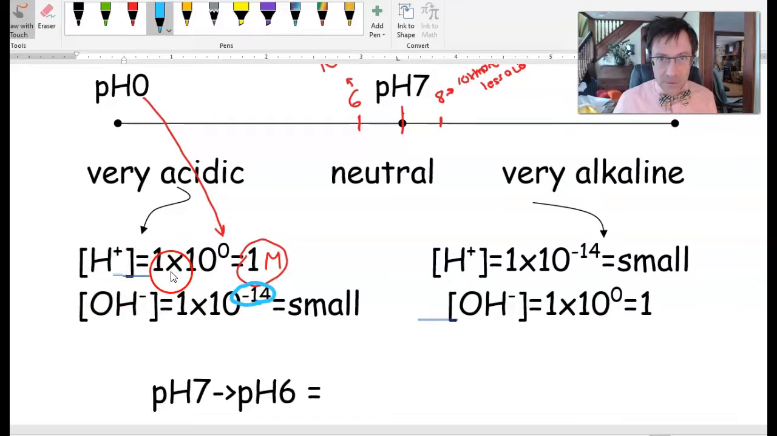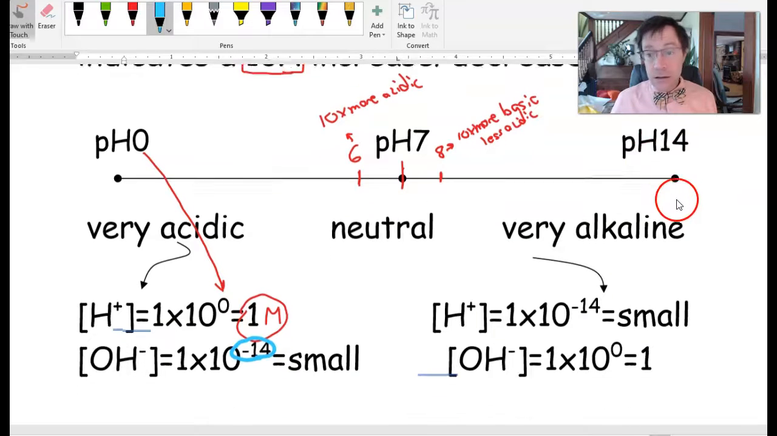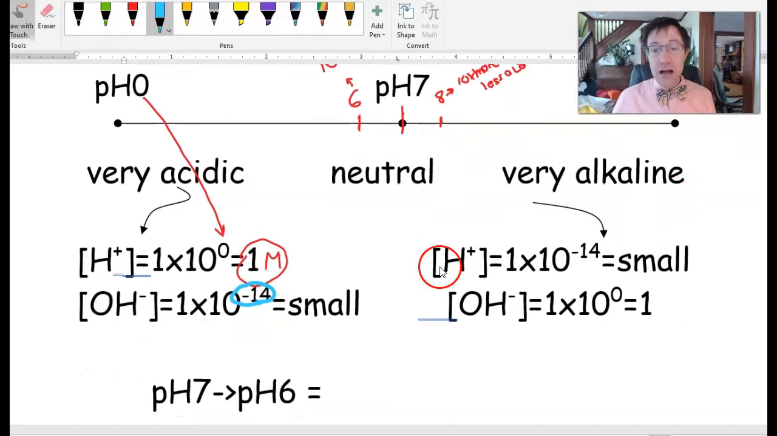That means that there's a huge concentration of hydrogen as compared to hydroxide. Very, very acidic. Neutral, the exponents are both going to be exactly the same at 7. And over here, where we have a pH of 14, that means that the hydrogen ion concentration is 1 times 10 to the minus 14.